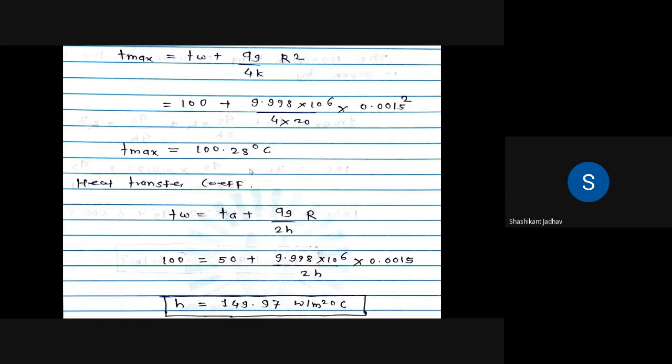Okay. This is a very simple problem. We have to understand how to calculate the heat generated per unit volume. For that, we use Qg is equal to V into I, or V square by R. Then resistance is equal to rho L by A. By using that, we calculate the small qg. So we have to remember those formulas.